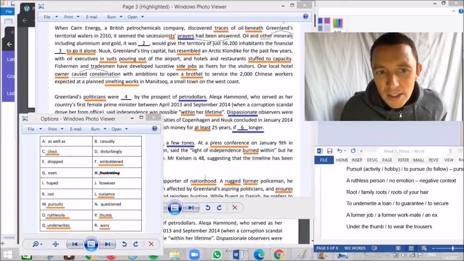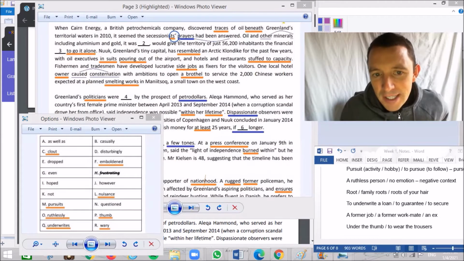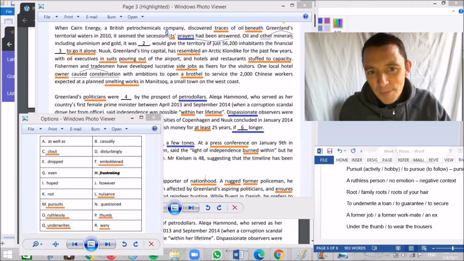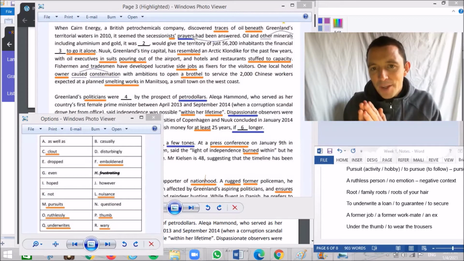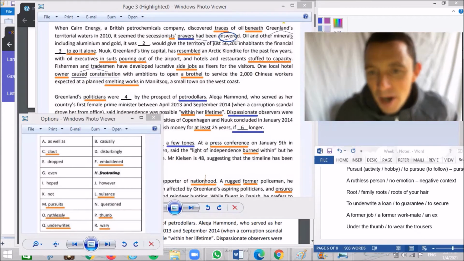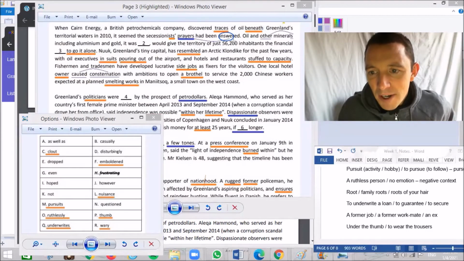Greenland's territorial waters in 2010. It seemed the secessionists, so good suffix, it's related to the person. Remember, a scientist is the person here, it's the plural, and this apostrophe is related to possession. Remember, possession in the plural, there is no extra S. Prayer is when you, in relation to religion, when you pray. So the verb is to pray, and a substantive are prayers, had been answered. And that's the typical verb associated with the prayer, to answer your prayer. It's very famous. Oil and other. So other is related to the plural with the S. Clave, muy clave, very important.